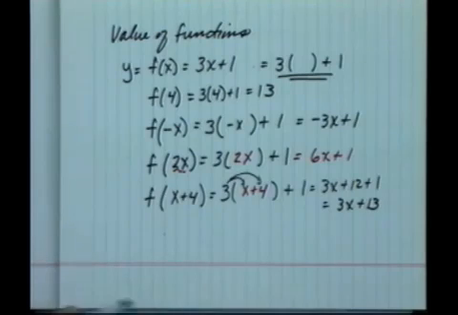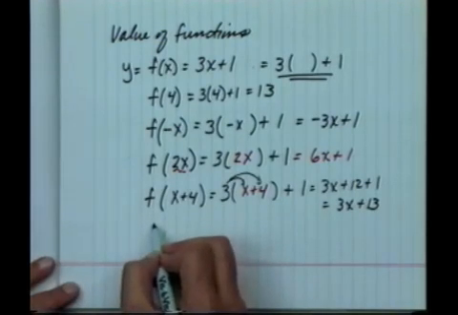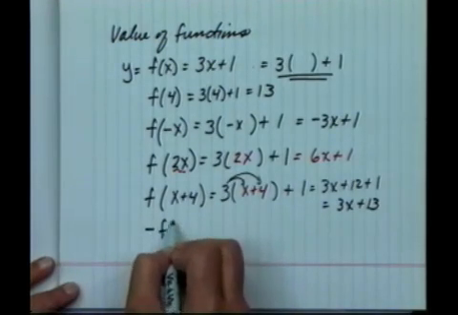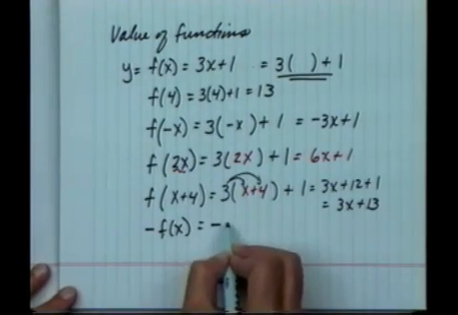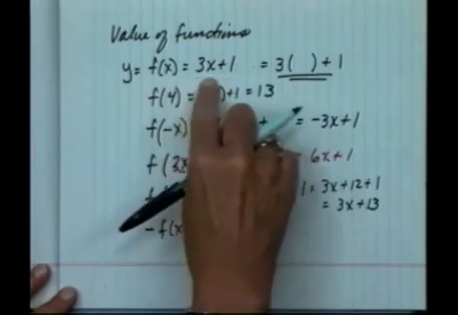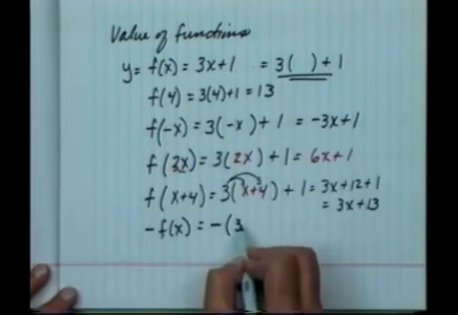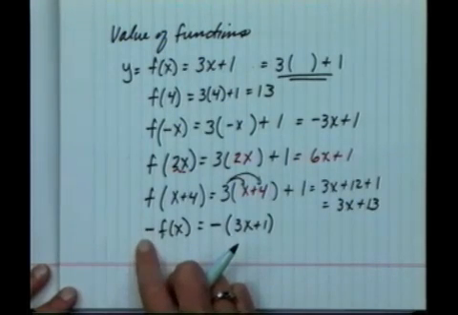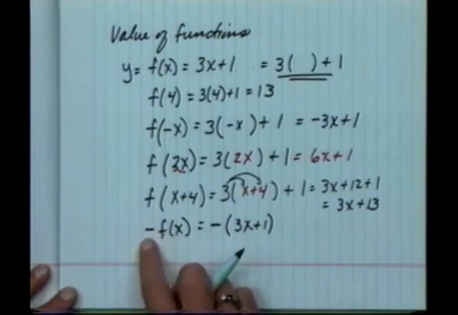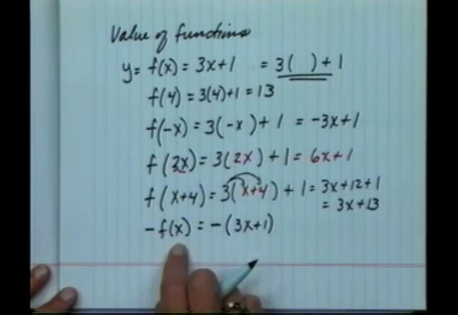All right, I have to keep going till you miss something. What about minus f of x? Minus f of x. What's that going to be? All right, so it's going to be minus whatever f of x is. So we'll put a 3x plus 1 in the place of f of x. This is like saying negative 1 times f of x. This is equivalent to saying negative 1 times f of x.